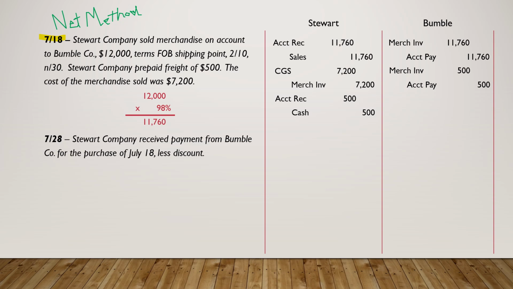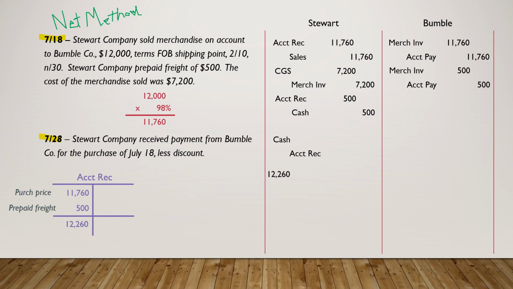When the payment is received on July 28th, Stewart will debit cash and credit AR for the balance in accounts receivable, $12,260. On the buyer's books, the cash received by Stewart is the cash paid by Bumble. And Stewart's receivable satisfied is Bumble's payable satisfied. No adjustment is necessary for the discount since it was applied at the sale and the buyer paid within 10 days.